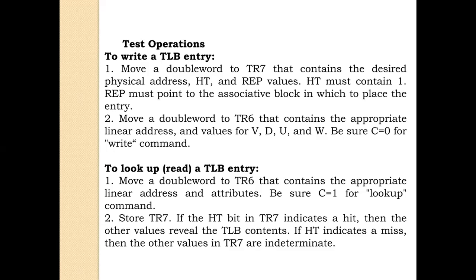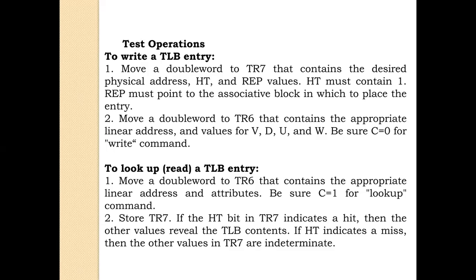For the test operation to write the TLB entry, move a double word to the TR7 register that contains the desired physical addresses, ST and REP values. ST must contain a 1. REP must point to the associative block in which to place the entry. Move a double word to TR6 that contains the appropriate linear addresses and the values for the VDE and W. Be sure C is equal to 0 for a write command.